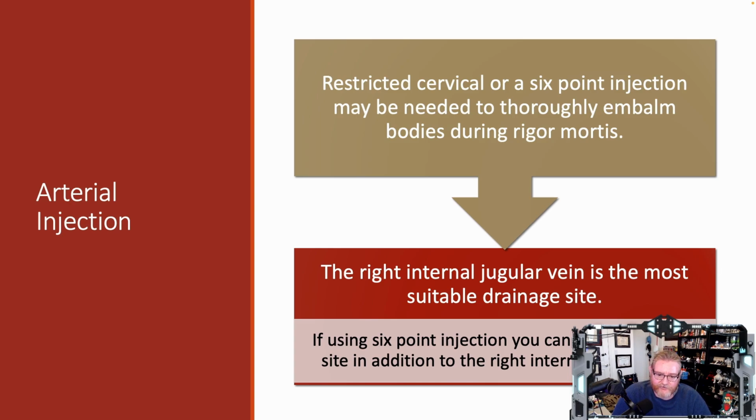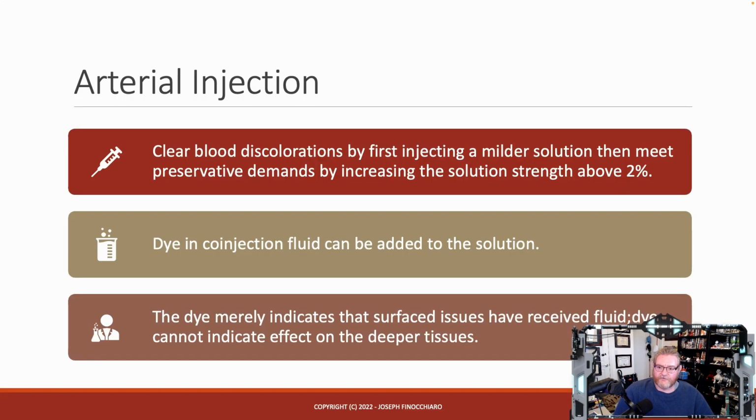The right internal jugular vein is the most suitable drainage site. If using 6-point injection, you can drain from each site in addition to the right internal jugular vein. Clear blood discolorations by first injecting a milder solution, then meet preservative demands by increasing the solution strength above 2%.